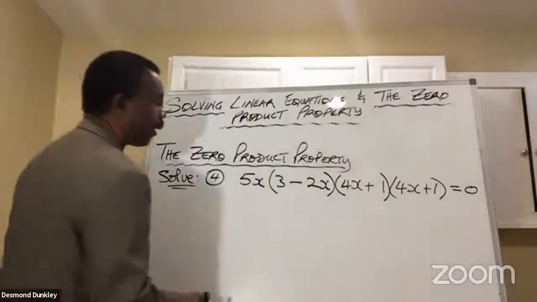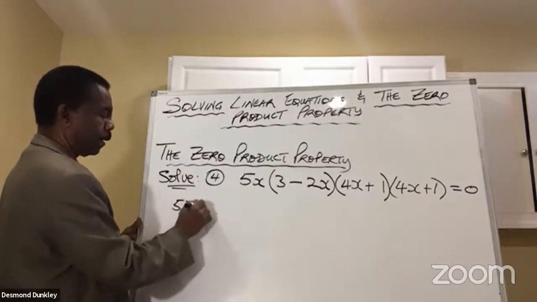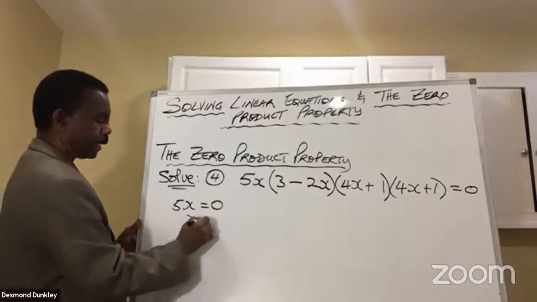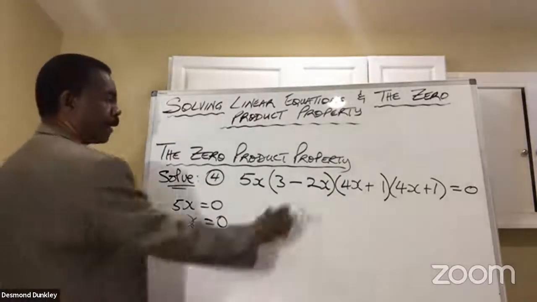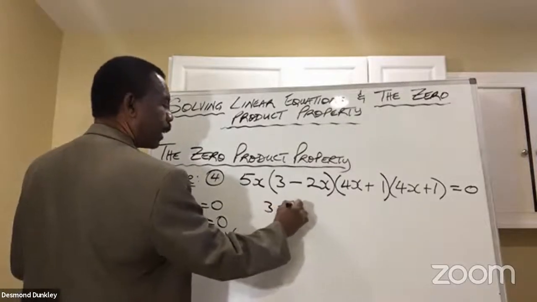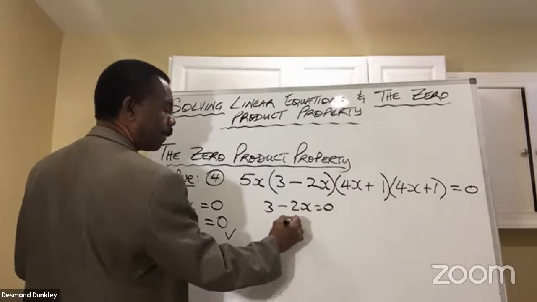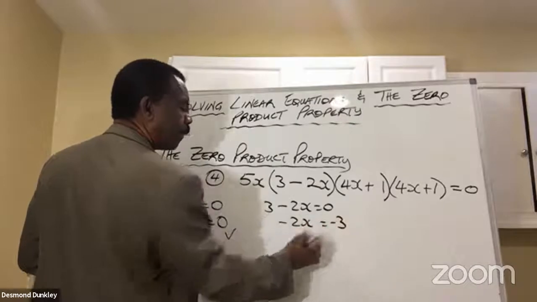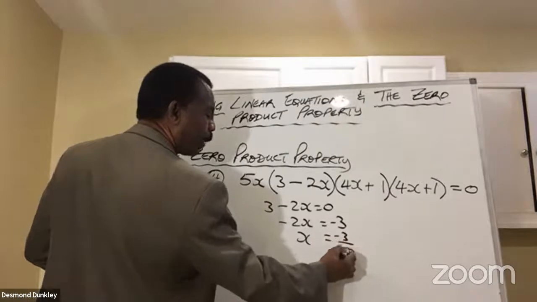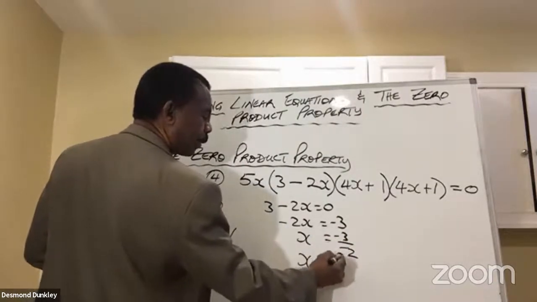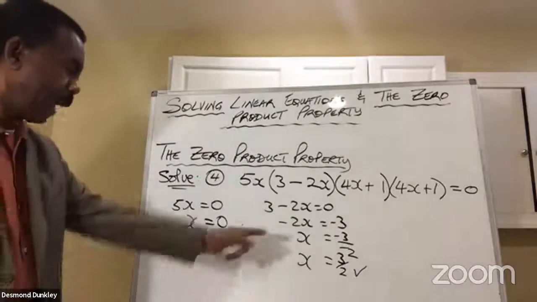So now you go ahead and you solve. From here, we end up with 5x equal to 0. So therefore, x is equal to 0. That's your first solution. Come right here, 3 minus 2x equal to 0. Subtract 3 from both sides, so negative 2x equal to negative 3. Divide by negative 2, x equal to 3 over 2. That's your second solution. You get a fraction.